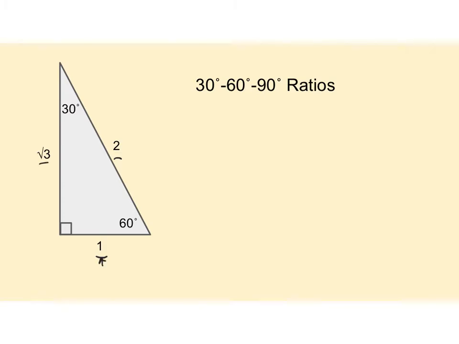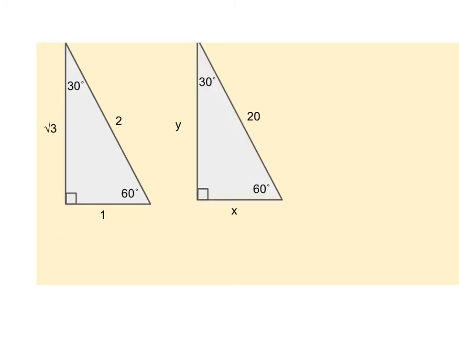shortest side, or the side opposite the 30-degree angle. 2 is the hypotenuse, or opposite the 90-degree angle, and the square root of 3 is opposite the 60-degree angle. We can use similar triangles and ratios to solve for missing sides of a 30, 60, 90 triangle as long as we know one of them.